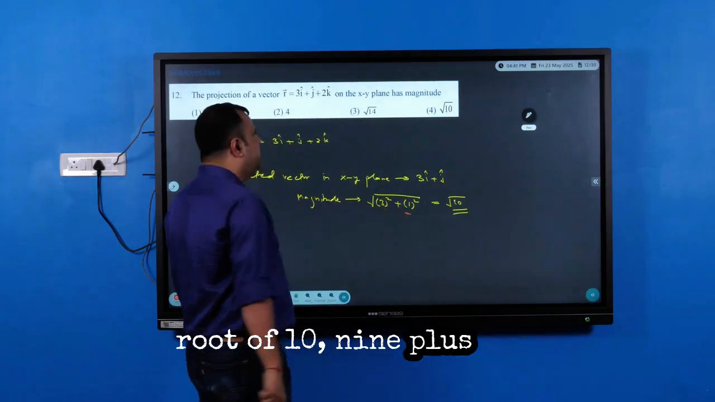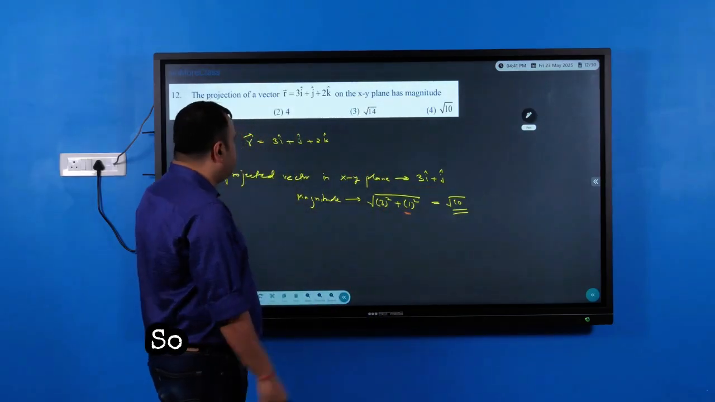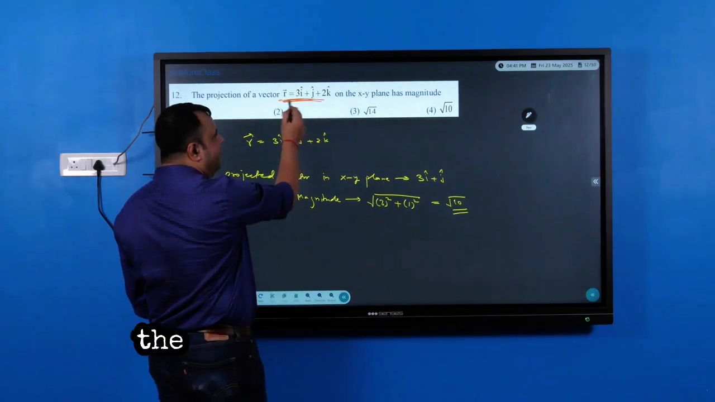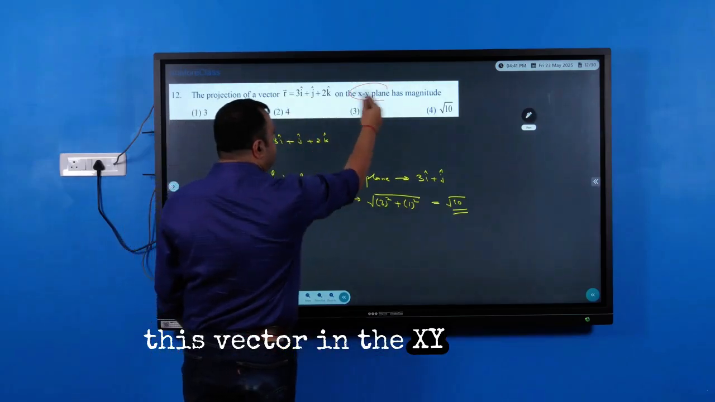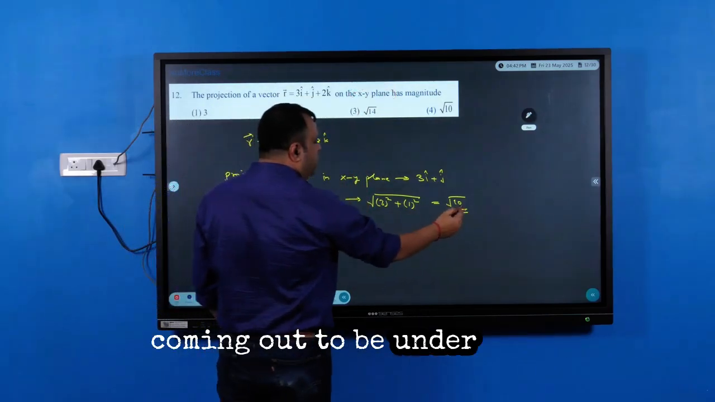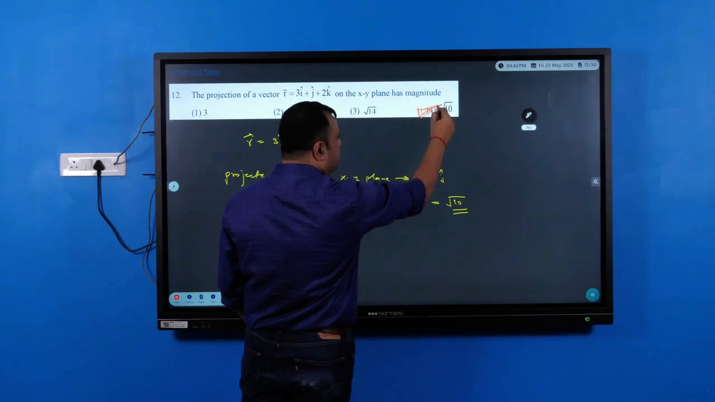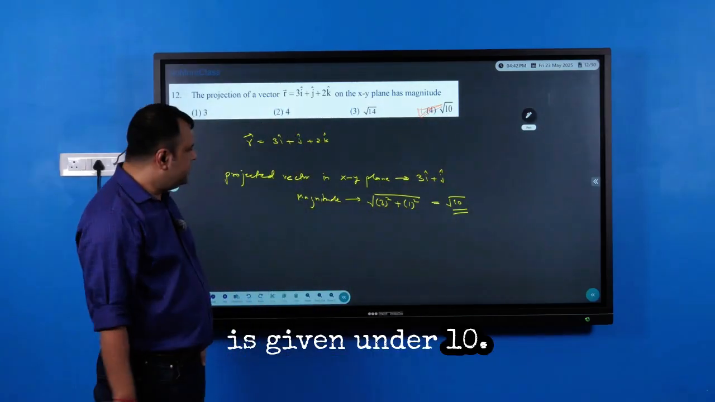So this will be the square root of 9 plus 1, which is the square root of 10. The magnitude of the projection of this vector in the xy plane comes out to be root 10, which is the fourth option. As you can see, that is given as root 10. So that is your answer.